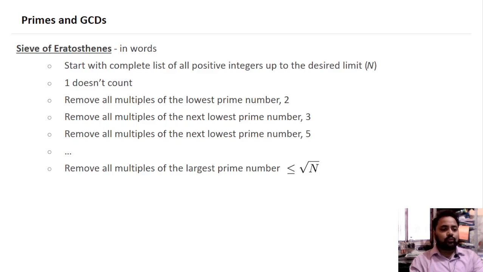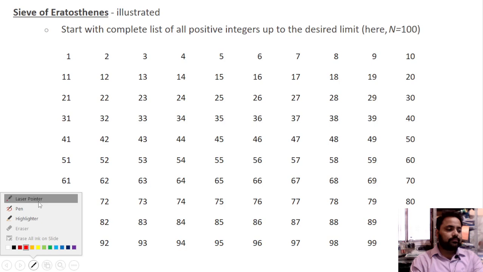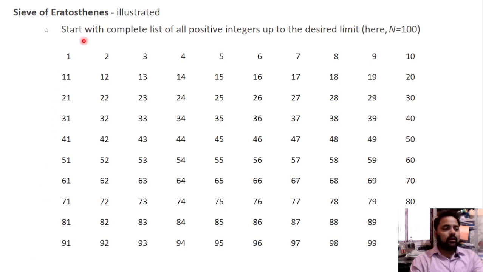first of all we have to construct a table, and we will try to put the numbers between 1 to 100. Here you can see I am highlighting the numbers. Start with a complete list of all positive integers up to the desired limit. Here n is equal to 100.